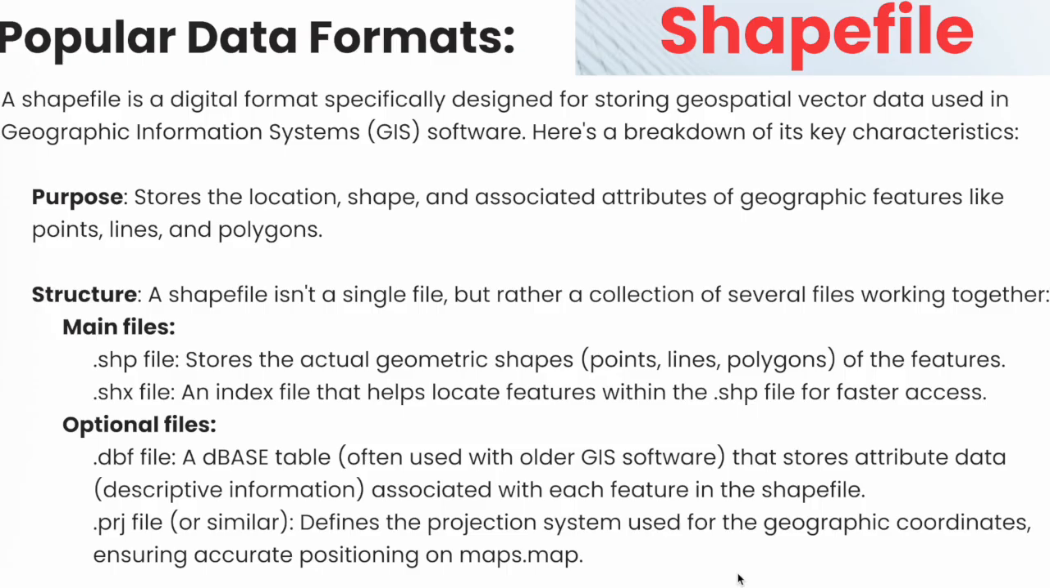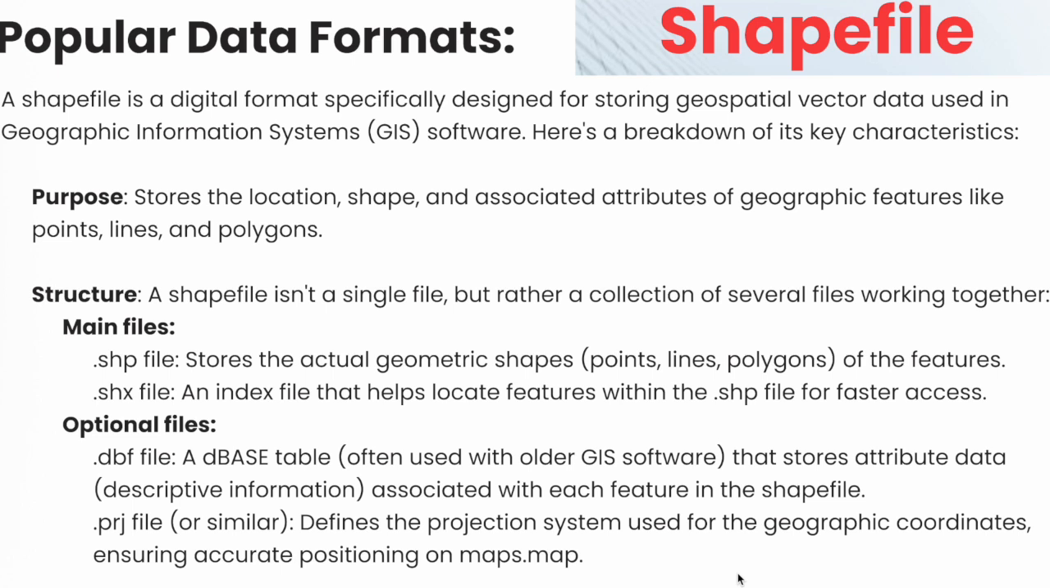Raster is actually like pixels, so it's pictures. This is specifically for vector data. So the purpose is to store the location, shape, and associated attributes of geographical features like points, lines, and polygons. A shapefile isn't a single file, but it's a collection of several files working together.